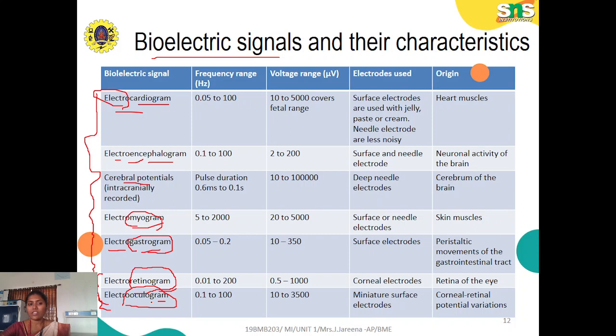Again, I'm repeating, when the word ends with a graph, it's an instrument which is used to measure the electrical activity of the particular part. That could be heart or muscles or stomach or eye or whatever it may be. But if the word ends with a gram, what we are speaking about is the output of that technique, that is the result. For example, in ECG we will have the output in the form of a graph, the PQRST. That output we represent as gram, that is electrocardiogram.